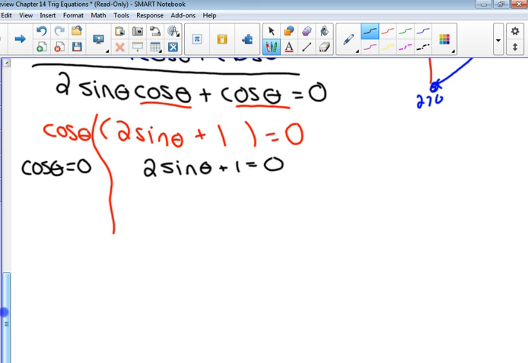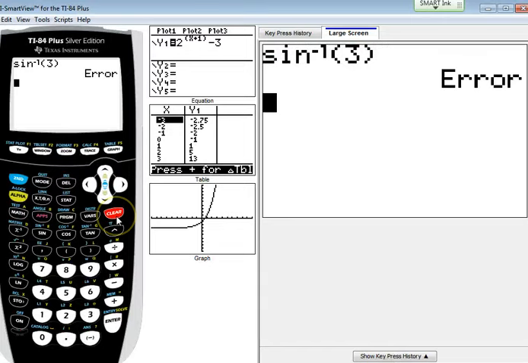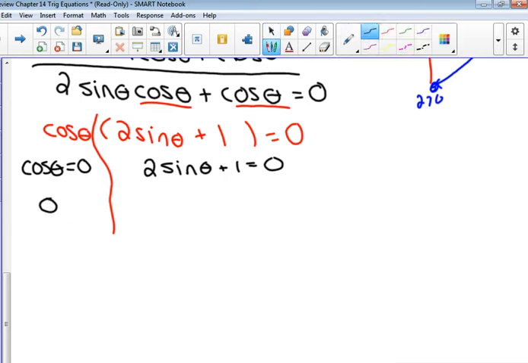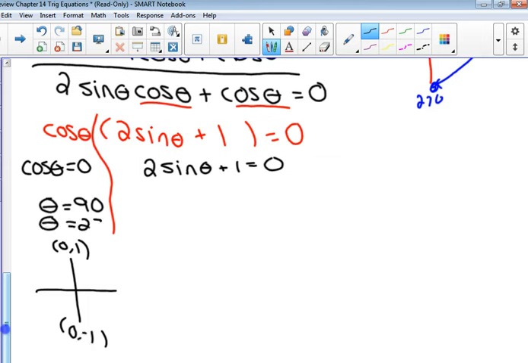Well, let's deal with my second cos of 0 first. Remember, zero's tricky, so second cos of 0, you get 90. Theta equals 90. Okay. I'm just going to do a quick check. Here was your 0, 1. Where else do you guys think there's going to be a 0 in the cosine part? 270, yeah, because this is 0, negative 1. So we have 90 and 270 here. Cosine being 0 happens at both of those spots.